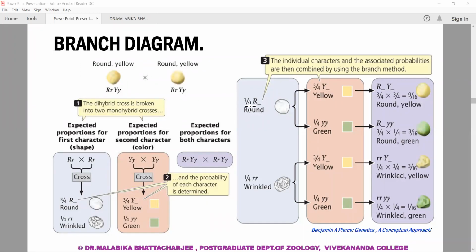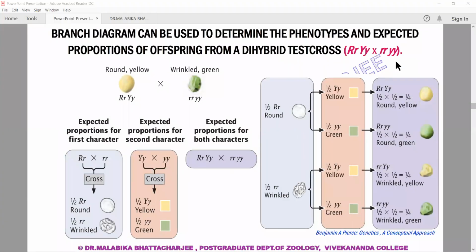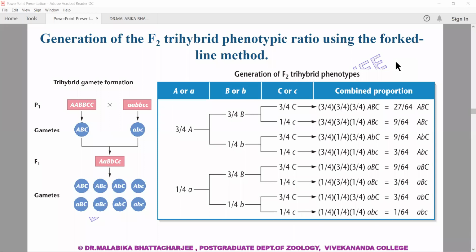Now let me go to a trihybrid experiment. Coming to a basic trihybrid cross. A trihybrid cross is not in your syllabus, but just to show you how, by simply calculating the individual probabilities, you can easily deduce what would be the final progeny. This is simply an example to show you how individual probabilities can be calculated and then combined to give us a final proportion.